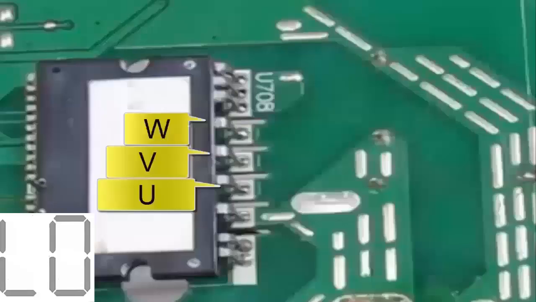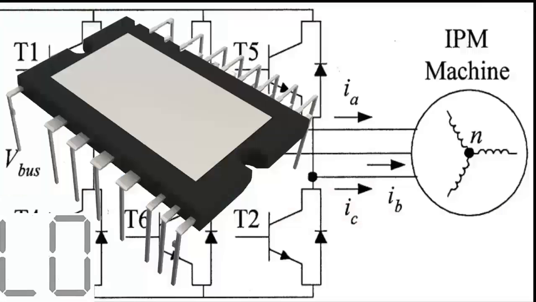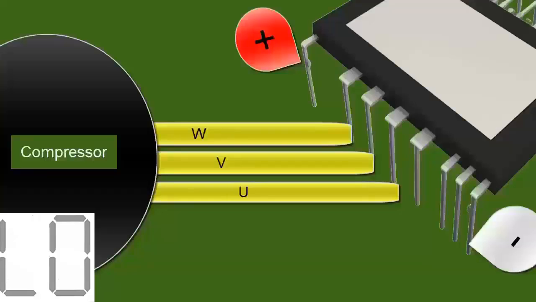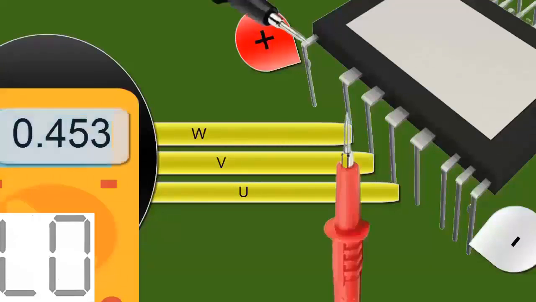A. Place the black probe of the multimeter on the positive input of the IPM electronic circuit. B. Use the red probe to measure the points U, V, W. C. The minimum voltage activation values should be around 0.45 volts for each measurement. D. The measurement obtained between the negative supply and each pin, U, V, W, should yield practically the same reading.